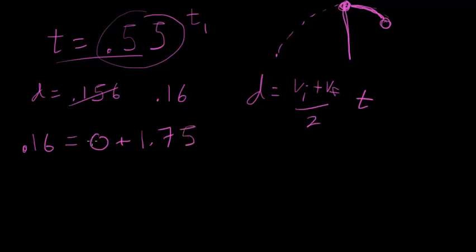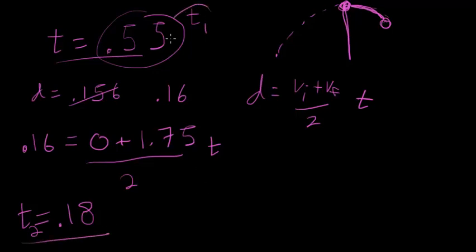Now remember, all of this is in the y direction. We're just worrying about the y, no x's. Very, very key point there. And that's times T. Again, using simple algebra, we're going to get T equals 0.18. So this is T2, technically, right? So now, if I just add these two together, 0.55 plus 0.18, I'm going to get 0.72.